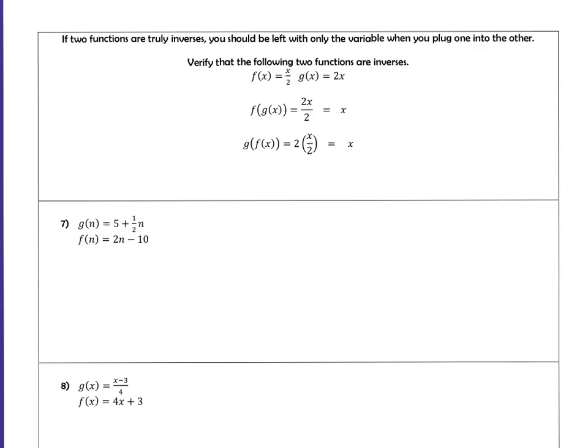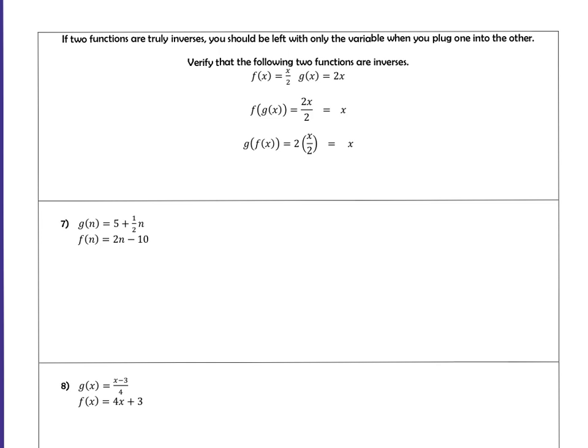Okay, so now we're going to talk about how do I tell if I'm given 2 equations, how do I tell if they're actually inverses? And this is where that composition of functions that we learned, that we spent a couple days on learning, comes into play.